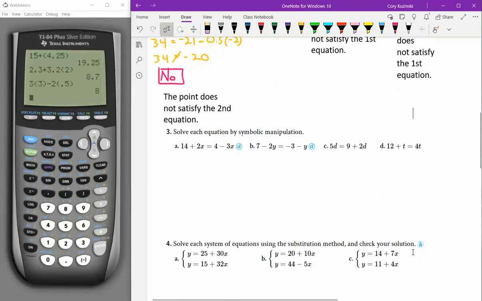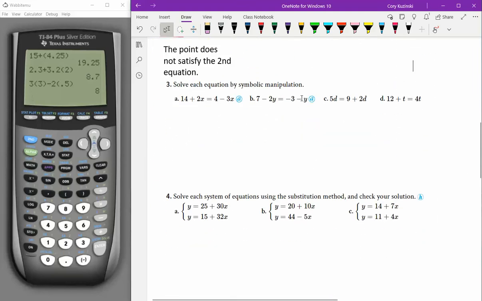All right, next up, solve each equation by symbolic manipulation. Okay, so let's start off. I'm going to add 3x to both sides. So 2x plus 3x is 5x. Then I'm going to subtract 14 from both sides. So 4 minus 14 is negative 10. And then I'm going to divide both sides by 5. And that gives me my solution of negative 2.